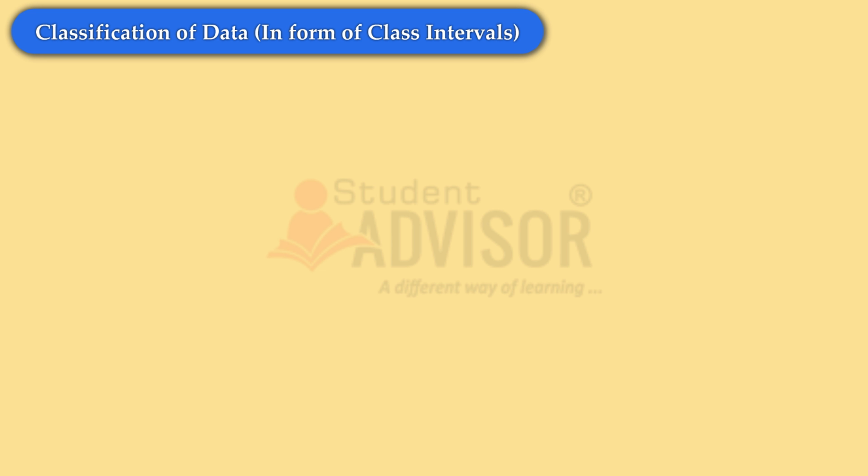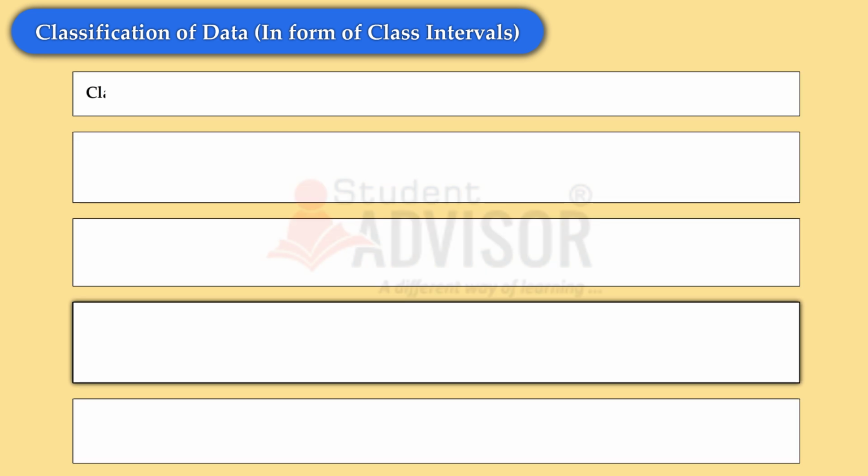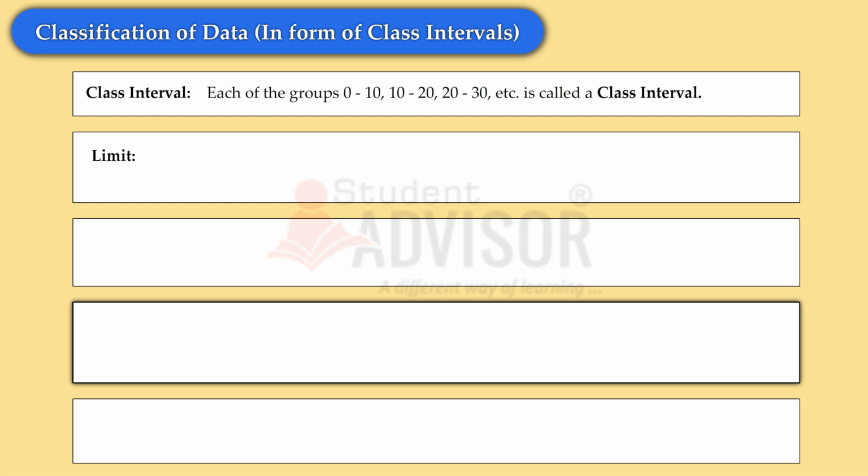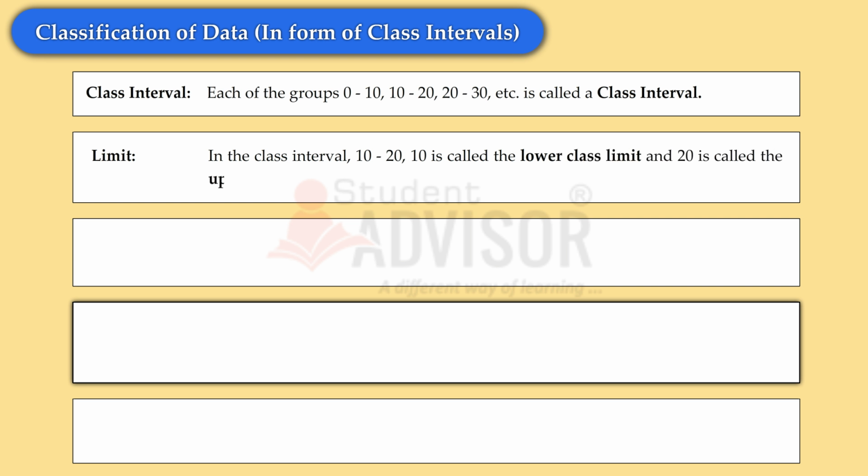Classification of data in the form of class intervals. Class interval. Each of the groups 0 to 10, 10 to 20, 20 to 30, etc., is called a class interval. Limit. In the class interval 10 to 20, 10 is called the lower class limit and 20 is called the upper class limit.